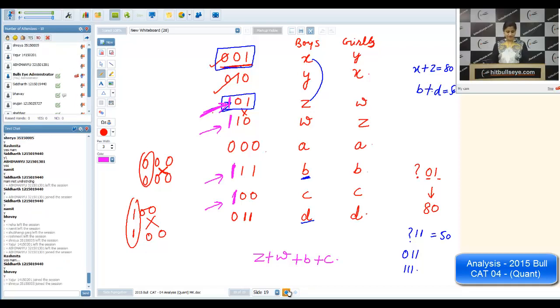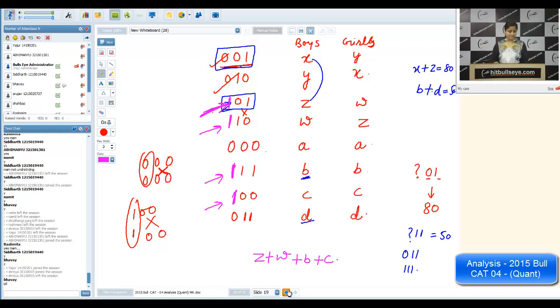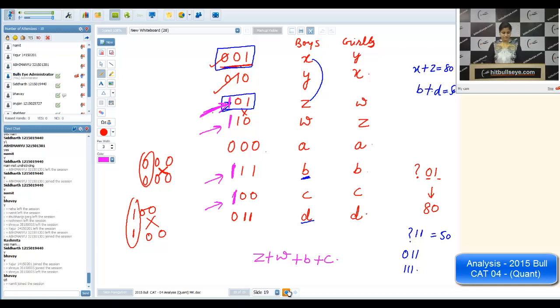Now I think Bhavya, you are comfortable in AR, because I have taken a lot of time in explaining AR of this paper. AR was pretty good in this paper. Yes, now coming to another doubt.